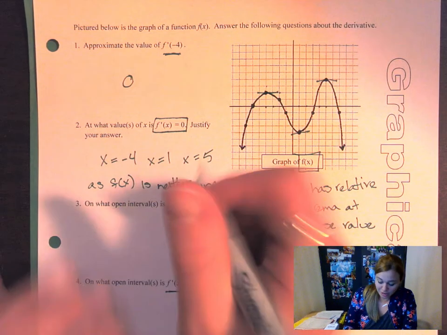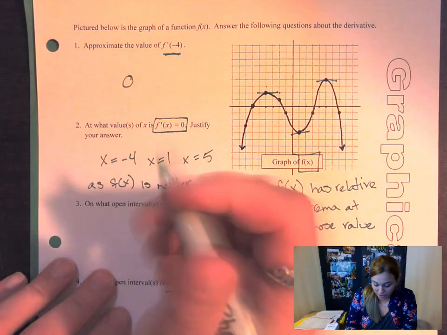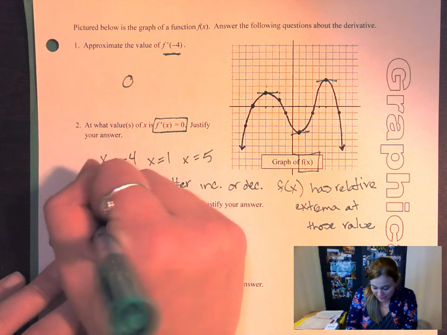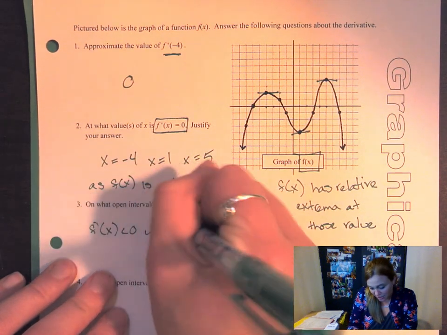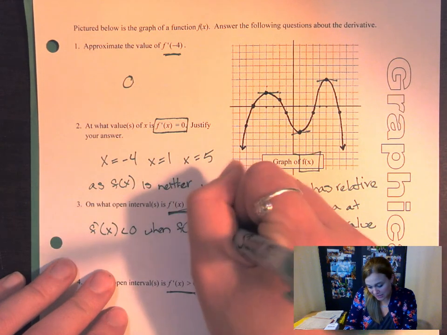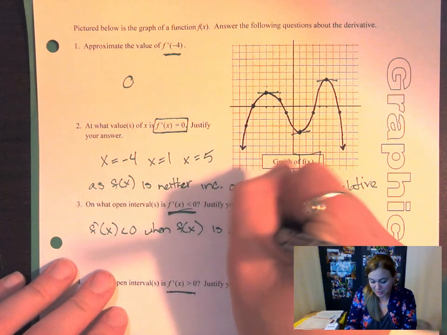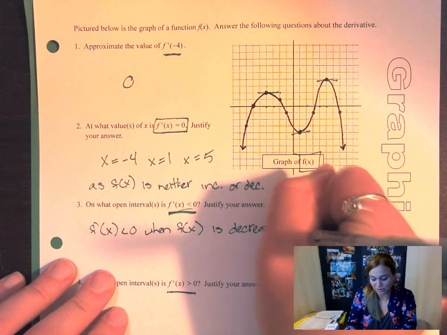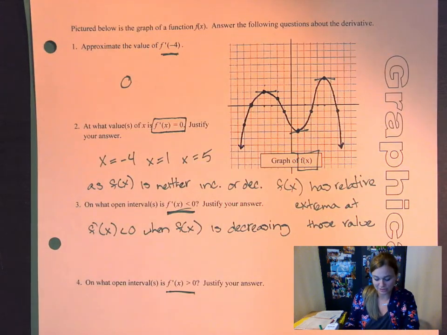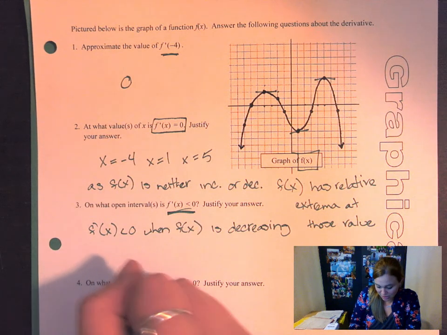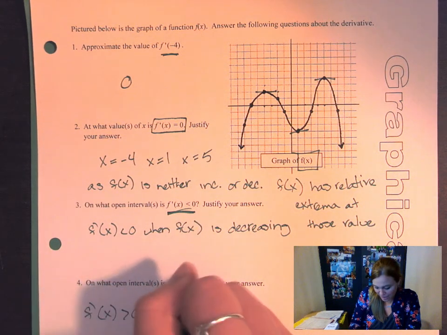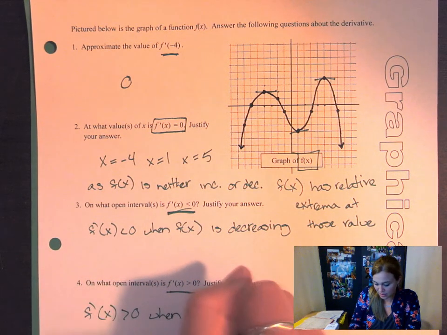Okay, so f prime of x is less than 0. And I'm going to say f prime of x is less than 0 when, and I'm not even going to look at the graph yet, f of x is decreasing. This is because the slope is less than 0. The slope is negative when f of x is decreasing. Same thing down here. You can say f prime of x is greater than 0 when f of x is increasing.